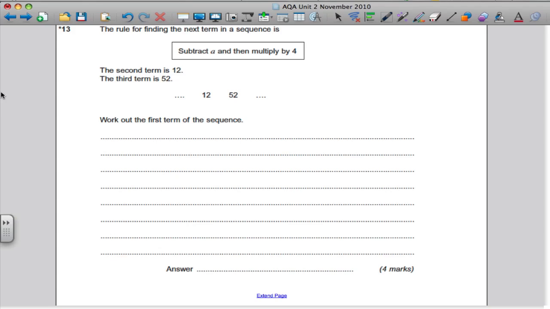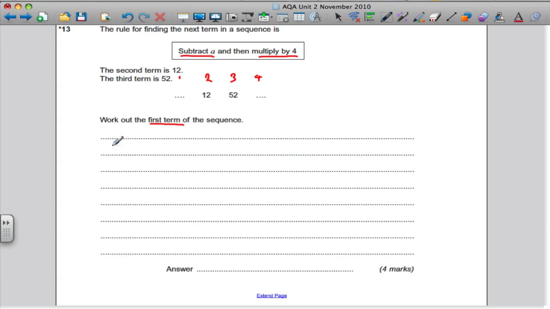Okay, question 13. The rule for finding the next term in a sequence is the following. Subtract A and multiply by 4. It tells you the second term is 12, the third term is 52. It doesn't tell you the first or the fourth terms. It asks you to work out the first term. Okay, so let's have a go at this.